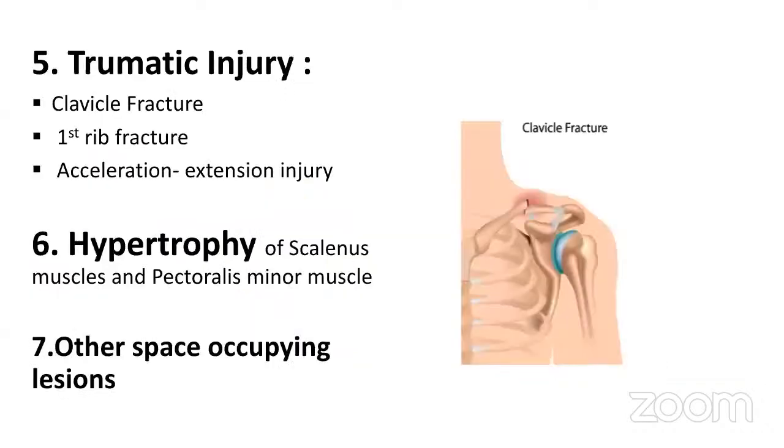Then hypertrophy of scalene muscle and pectoralis minor muscle. As I said earlier, due to faulty posture, pectoralis minor muscle is affected, and it is also an accessory muscle. If it is overworking, hypertrophy may develop of scalene muscle and pectoralis minor muscle due to abnormal respiratory breathing pattern. Then seventh is other space occupying lesions: any malignancy around the breast, or malignancy in the upper apical area of the lung.